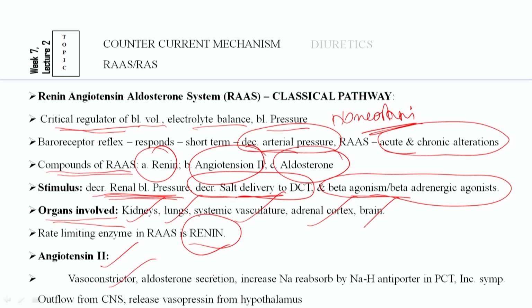So it is a vasoconstrictor, and it helps in the secretion of aldosterone from the adrenal cortex, from the zona glomerulosa. Together they cause increased sodium reabsorption with the help of the sodium hydrogen antiporter in the proximal convoluted tubule. It also increases sympathetic outflow from the CNS and releases vasopressin from the hypothalamus.